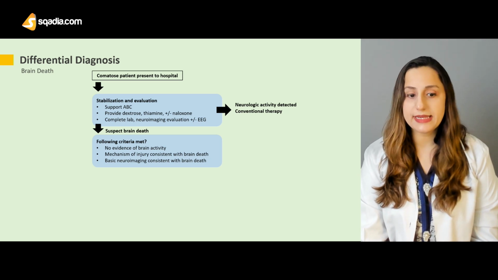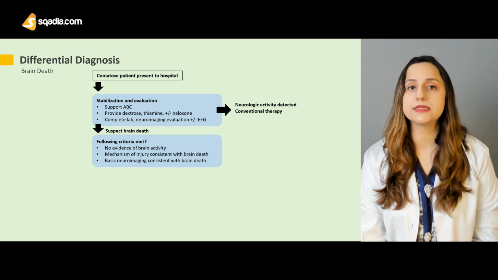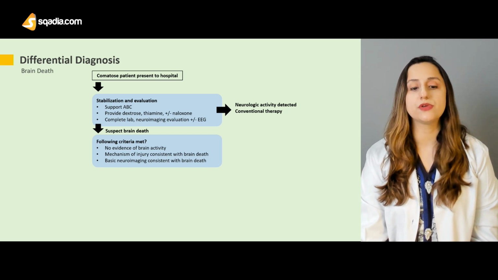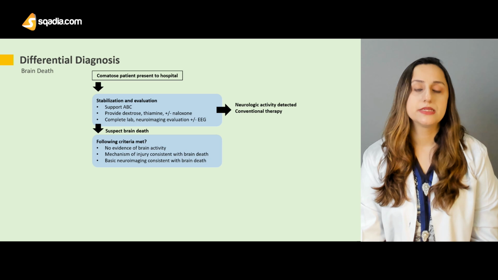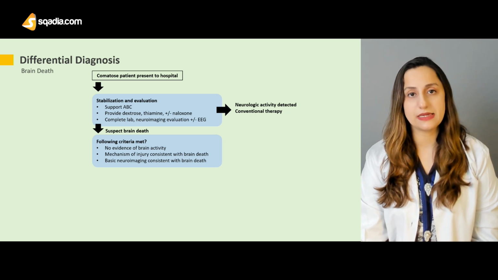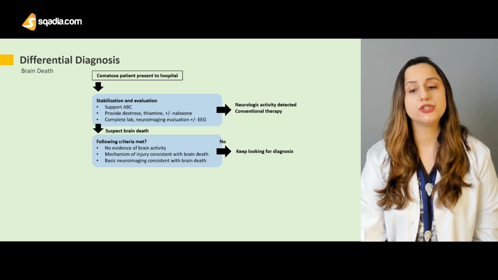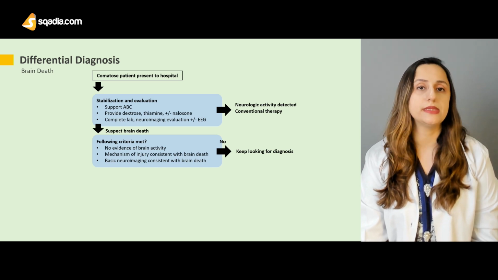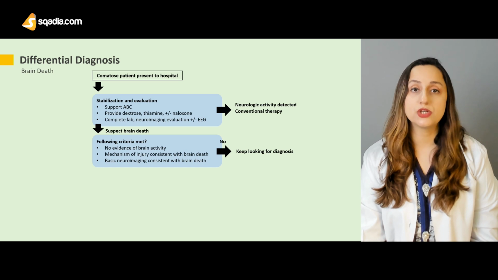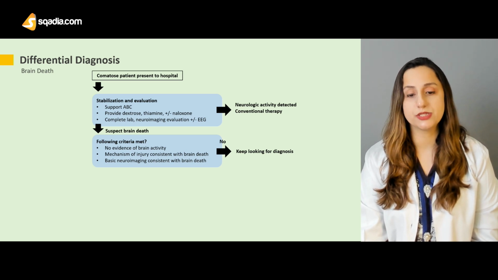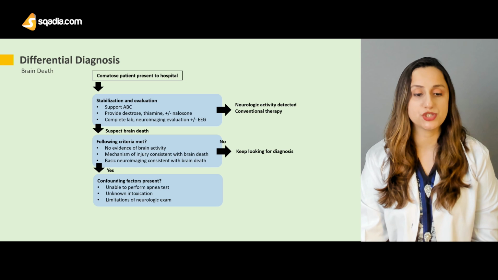No evidence of brain activity, mechanism of injury consistent with brain death, or basic neuroimaging consistent with brain death. So all of this is basically the criteria that has to be fulfilled for brain death in the individual. If it is a no, you keep on looking for the diagnosis or the underlying pathological condition that is contributing towards the development of this vegetative condition.